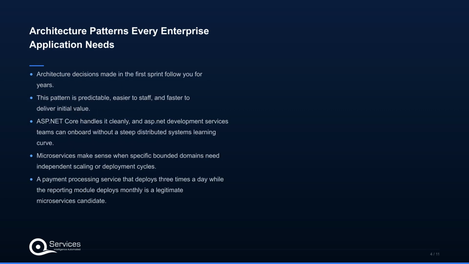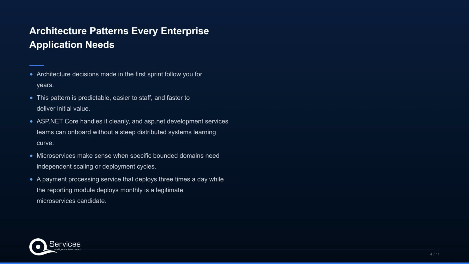Next up, architecture patterns every enterprise application needs. Architecture decisions made in the first sprint follow you for years. The two most common mistakes are choosing microservices too early, before domain boundaries are understood, and sticking with a monolith too long, until scaling problems force a painful decomposition under time pressure.